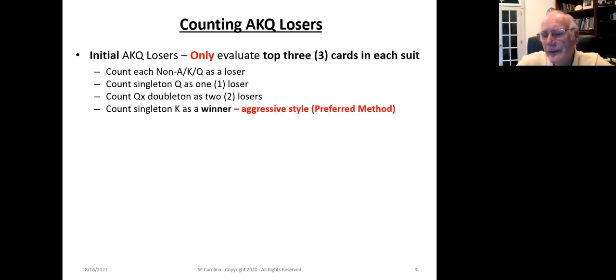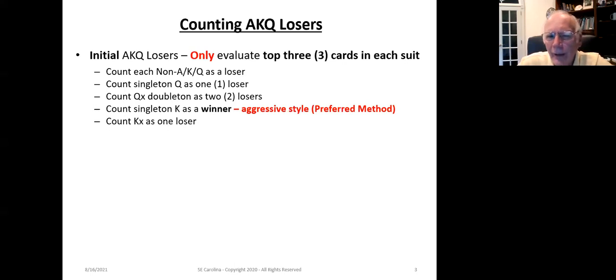If you have a singleton king, I like to count this as a winner. I'm more aggressive in terms of my bidding. So it's up to you, it's up to your style. You can count it as a loser or you can count it as a winner. I recommend that you count it as a winner. I like to err on the side of being a little bit more aggressive than passive.